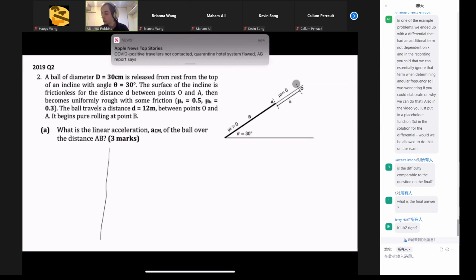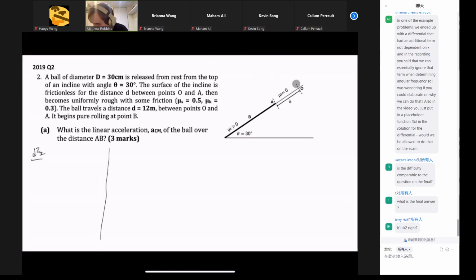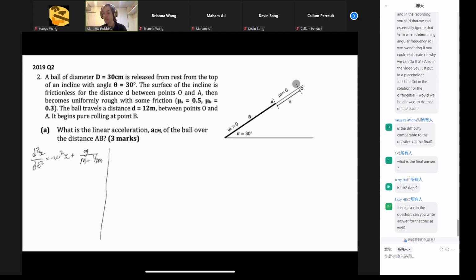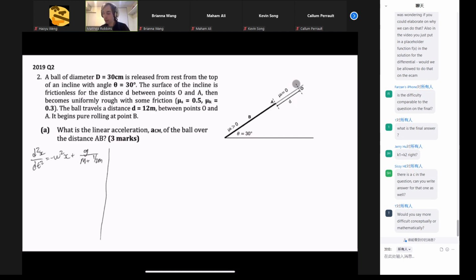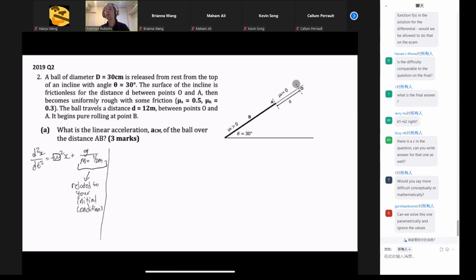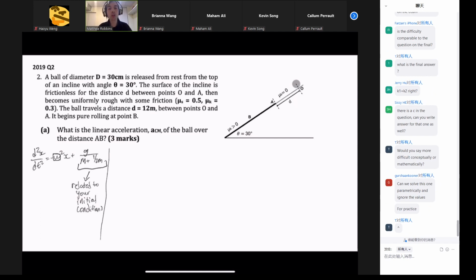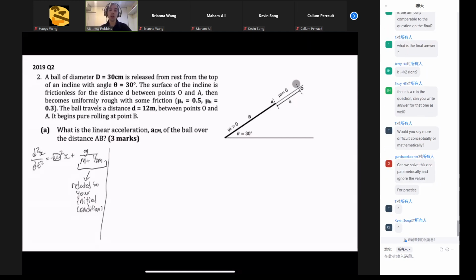Before I go on to the rolling motion question, I'm going to talk about this: we have d2x dt2 equal to negative omega squared x plus, what was it, something like m plus 1 over 2m. If you get an equation that looks like this, this term is your angular frequency. This other thing is related to your initial conditions. The thing on the end is relevant to solving the differential equation, but you're not expected to do that on the final exam.